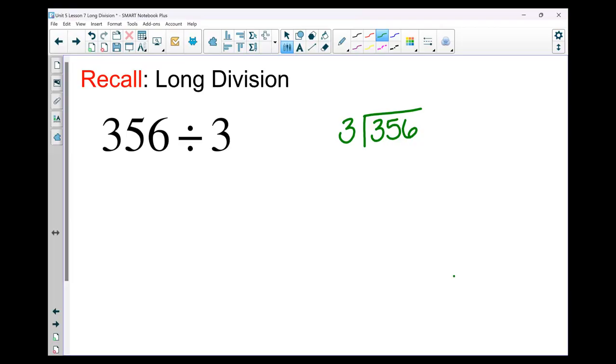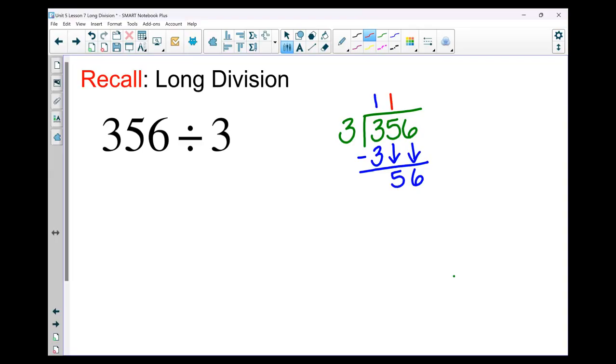We know that we're looking for how many times this 3 on the outside is going to fit into this first 3 here. We know that can fit in one time. So we multiply 1 times 3 is 3, and then we subtract. We get 0. They cancel out. And then we bring down. We are now looking for how many times 3 is going to fit into 5. Well, 3 is going to fit into 5 one time.